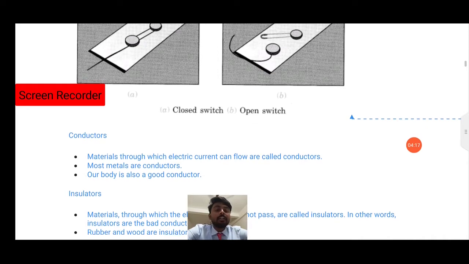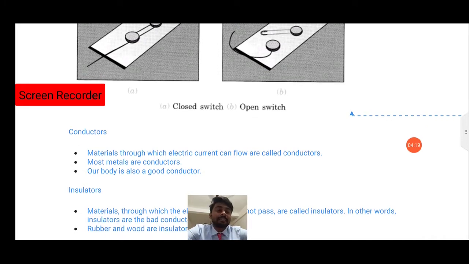Most metals are conductors. Our body is also a good conductor. You also supply the current. Yes or no? So our body is also a good conductor. This is very important, conductors.